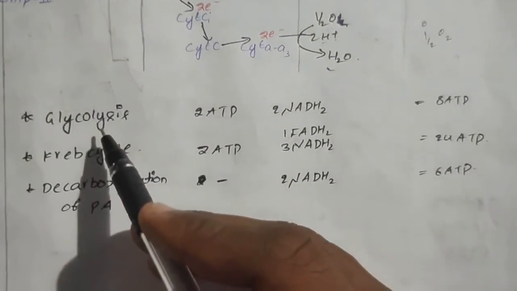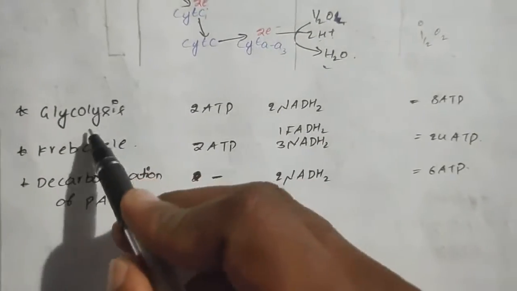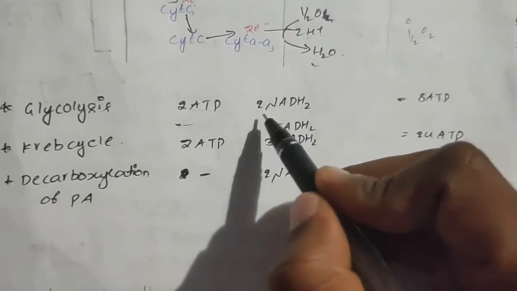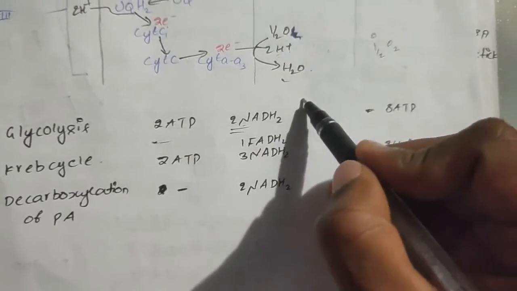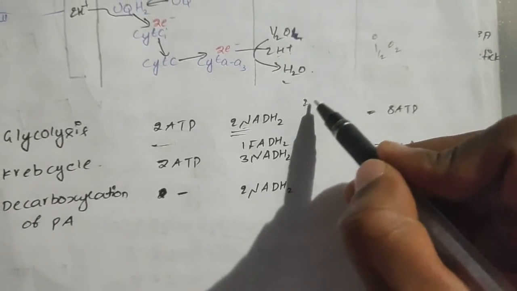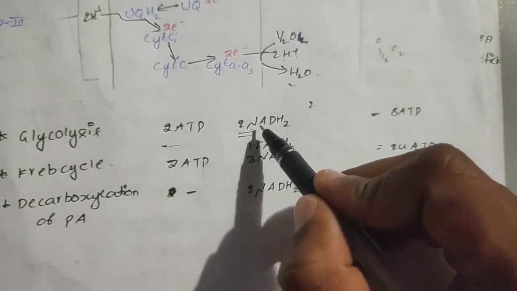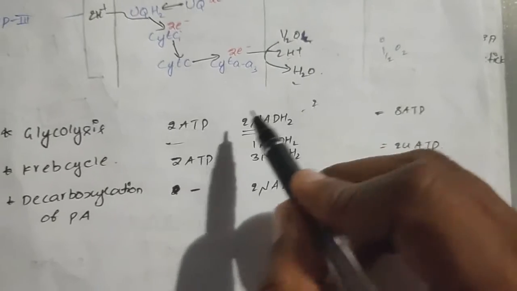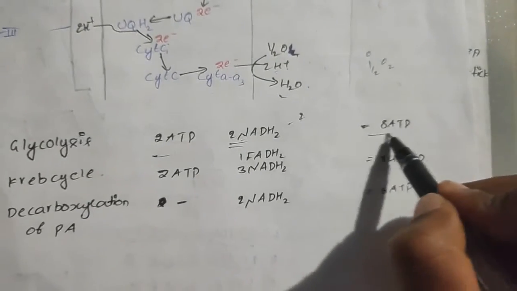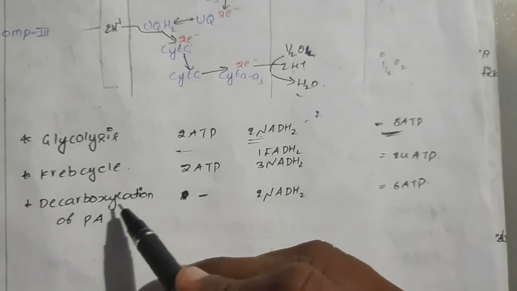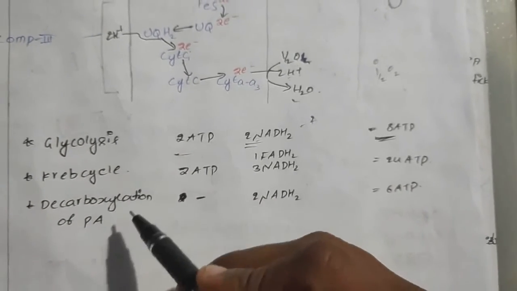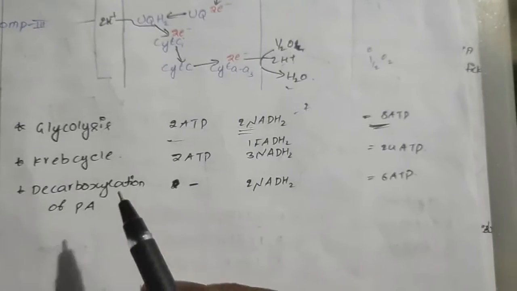See now how many ATPs we have got. In glycolysis we got 2 molecules of ATP and 2 molecules of NADH2, and 1 NADH2 is equal to 3 ATPs, therefore 2 molecules of NADH2 give 6 ATPs. Finally from glycolysis we are getting 8 ATPs. The next step is the decarboxylation of pyruvic acid, where pyruvic acid is converted into acetyl coenzyme A.